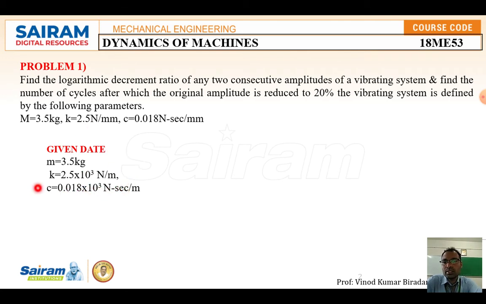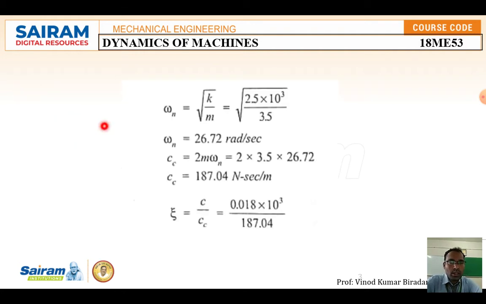By using this quantity, given the data, we have to find the logarithmic decrement ratio. Before solving, I told you that you have to remember the list of formulas. The formula we have is omega n equals the square root of k by m, for the natural frequency.